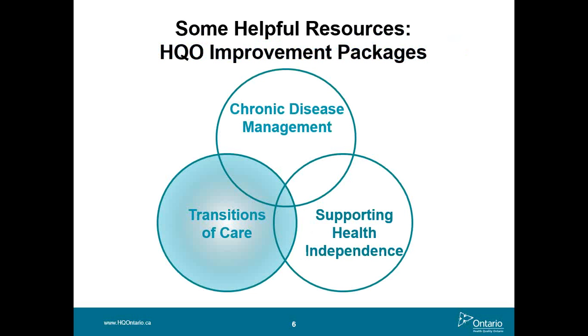HQO has developed 3 evidence-supported improvement packages that outline change concepts that support the triple aim and align with the Health Minister's Action Plan, the right care in the right place at the right time. These 3 bundles are chronic disease management, supporting health independence, and transitions of care. These improvement packages were created in collaboration with Ontario health care organizations, leading practitioners, and researchers for use within HealthLinks.